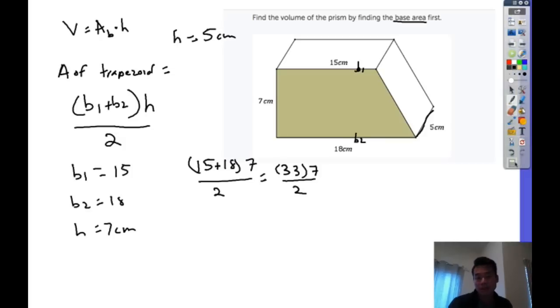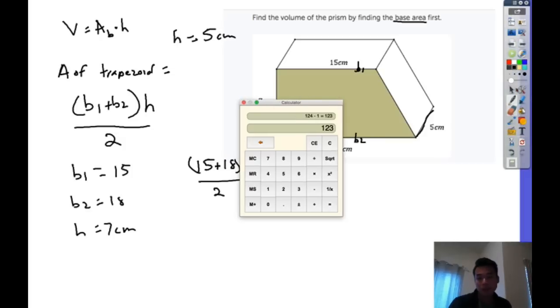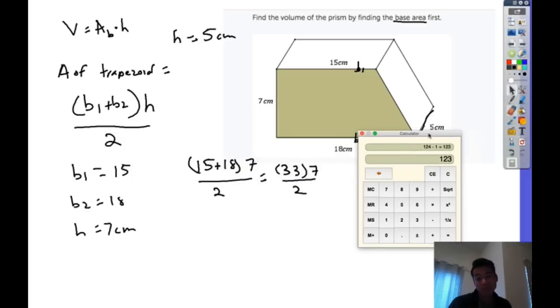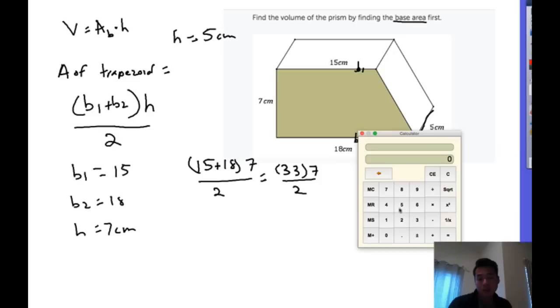I'm going to quickly show you on the calculator what happens if you put it all in at once, if it's all multiplying and dividing. We have to be careful that you don't do something like this: 15 plus 18 times 7 divided by 2. Okay, I get 78. I think that's going to be right, but I'm not really sure. Now let's actually follow my order of operations with the parentheses first. 15 plus 18 is 33 times 7, enter. 231 divided by 2. And there we go.